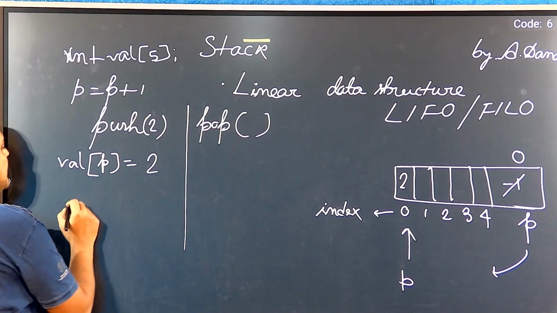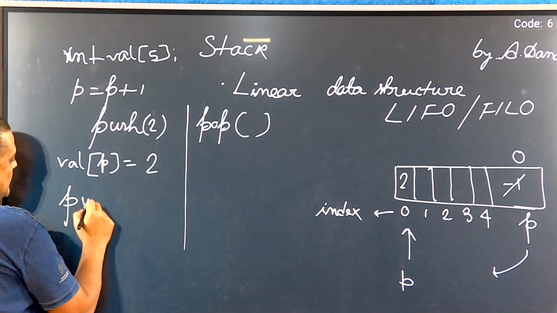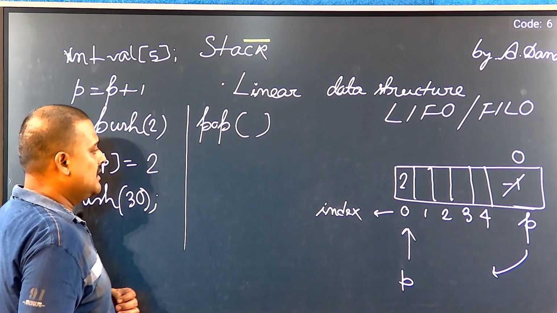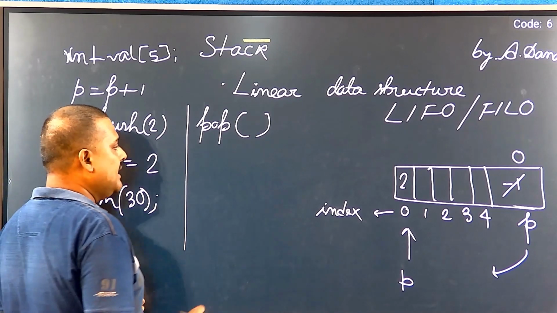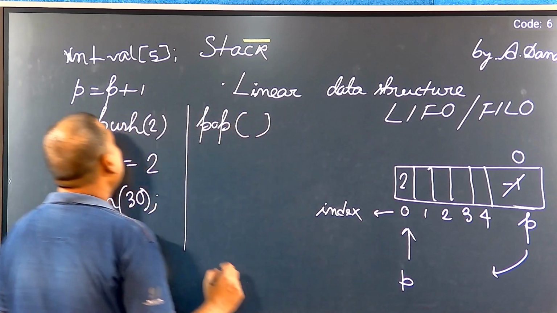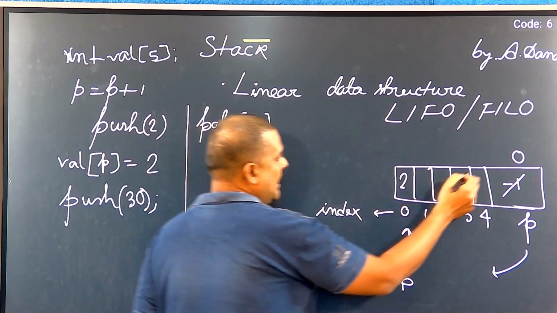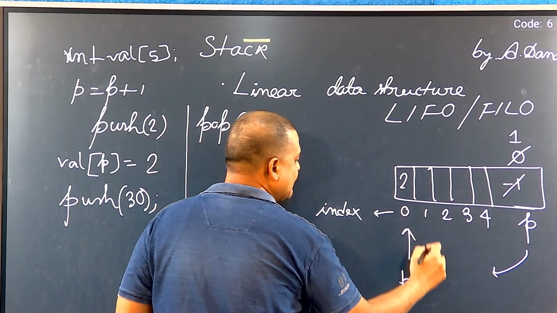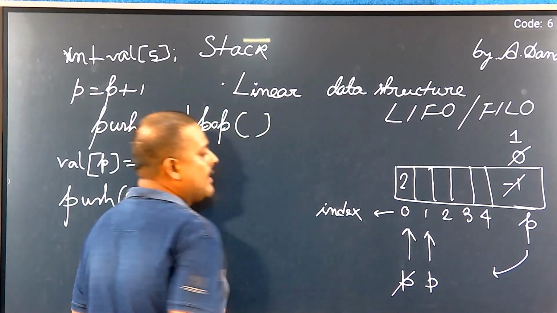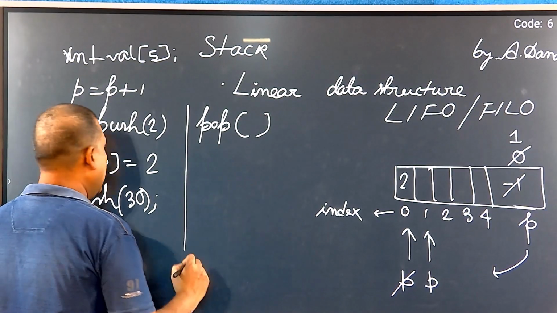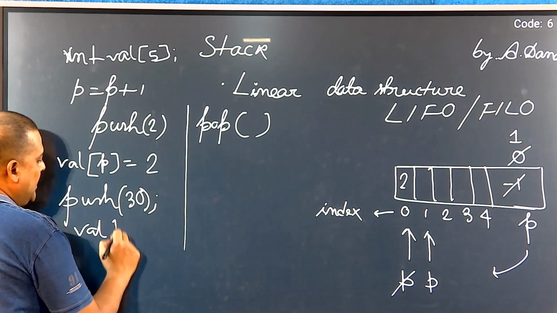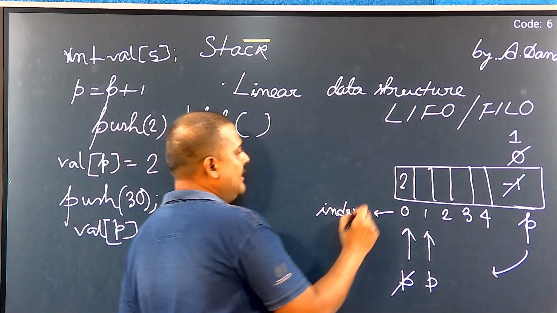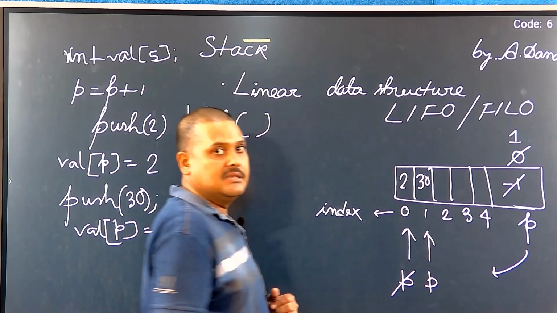Now, we want to push another element, say for example, 30. Before pushing the element 30, I will increment the value of p. p will be incremented by 1 again. So, p is 1 now, that means p is indicating this location now. Here at val of p, in this location we will insert 30. So, 30 will be present in this location.